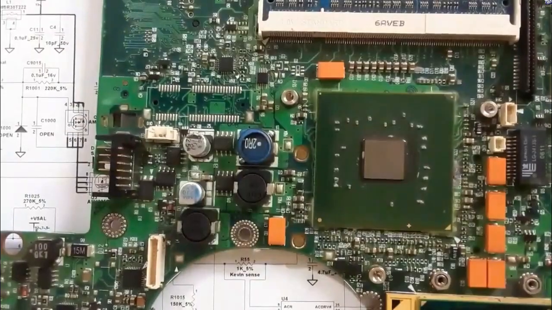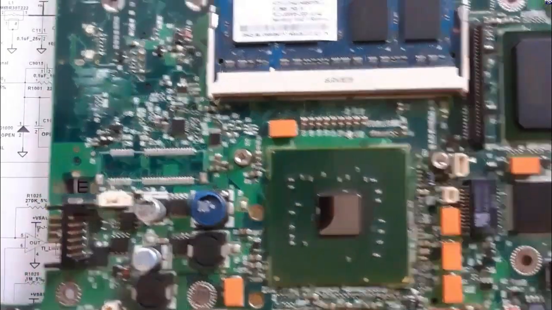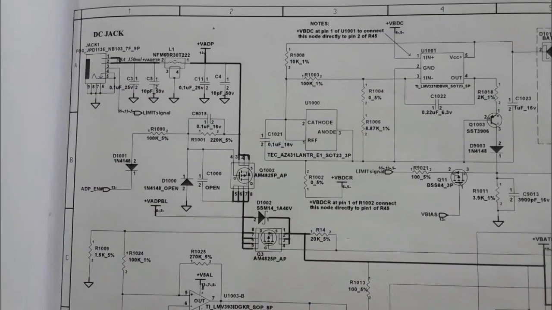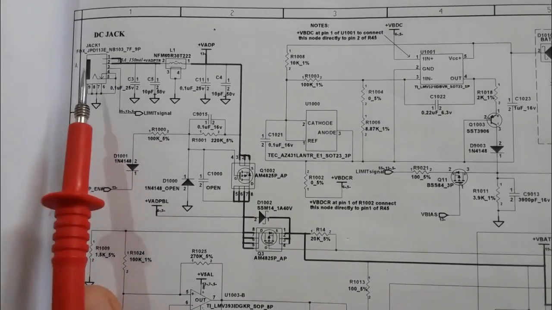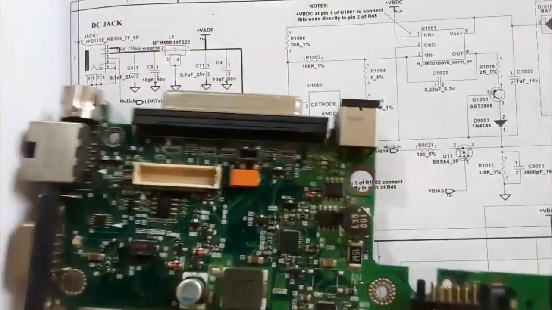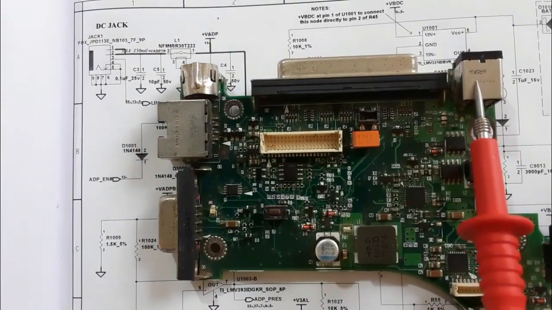Okay, so as you can see here, this is the motherboard that we will work on. So we're going to see all these components in the schematic and in the motherboard. So we will begin with the power jack. As you can see, the DC jack or the power jack. Here in the motherboard, this is the power jack.